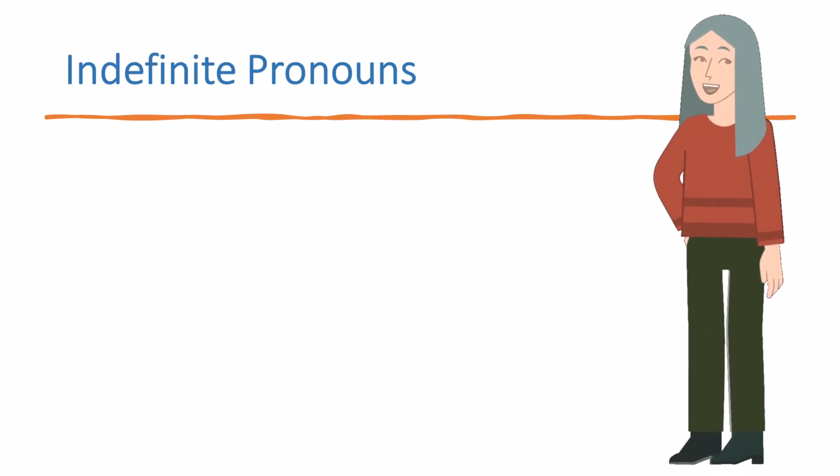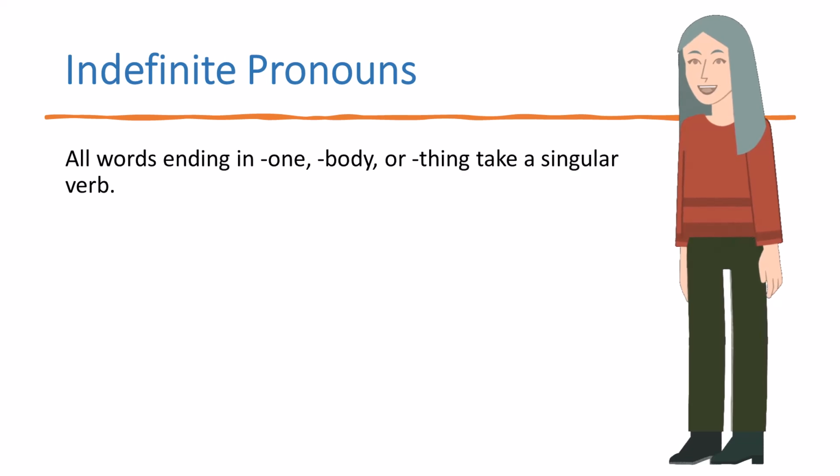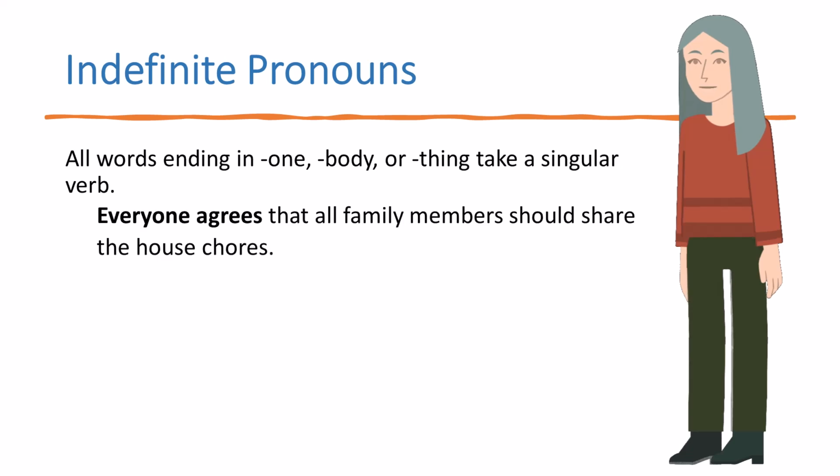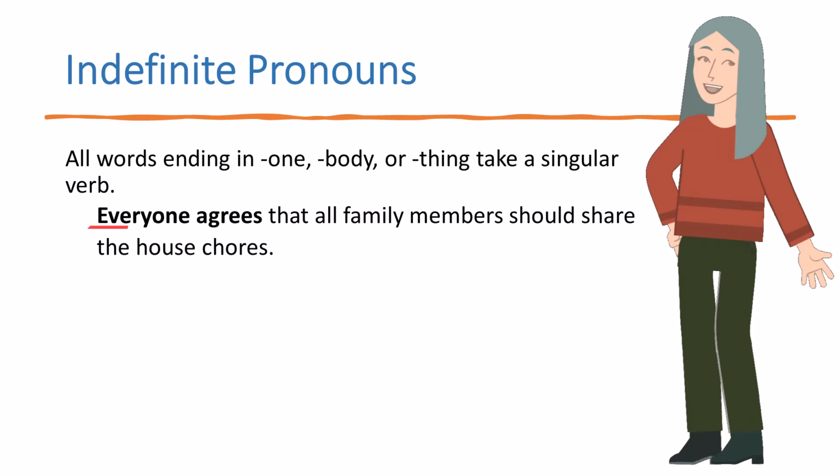Last, let's explore the situation of indefinite pronouns. These refer to all words ending in one, body, or thing, which take a singular verb. For example, "Everybody or everyone agrees that all the family members should share the house chores." The indefinite pronoun everyone is the subject and takes a singular verb, agrees.